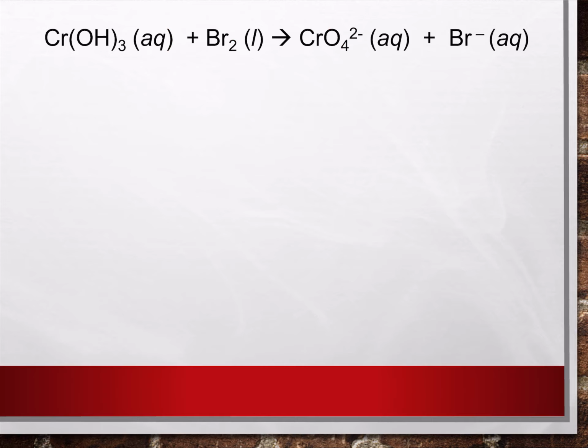So like I said before, this one is obviously going to be more fun. So we'll write them into two different half reactions. One that deals with the bromine, one that deals with the chromium. So our bromine is Br2 to Br minus. And our chromium, we have Cr(OH)3 gives us CrO4 2 minus.